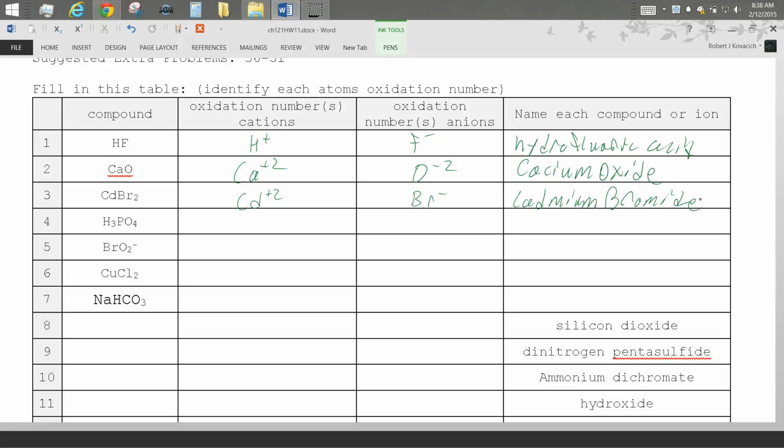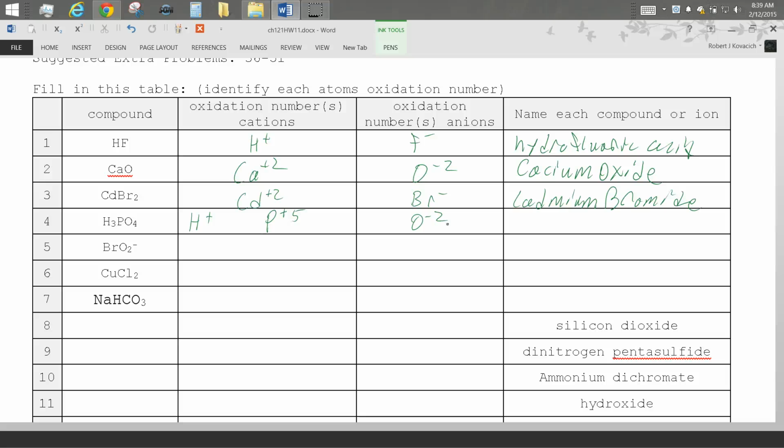All right, so positive charge in number 4. Hydrogen, bunch of non-metals. All right. So hydrogen with a plus charge. Is that it? Is that right? Yeah, that's right.